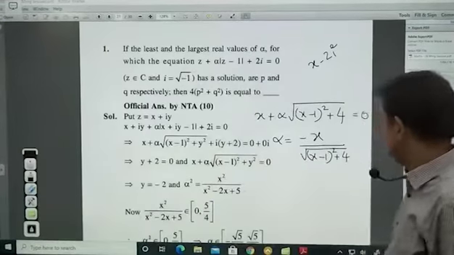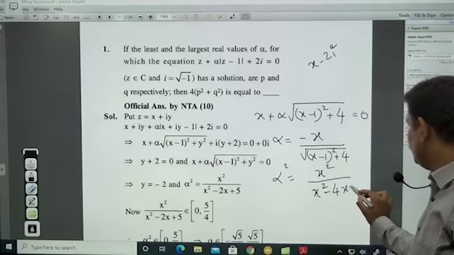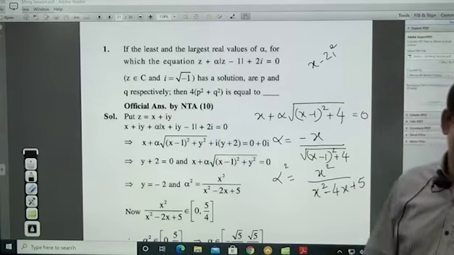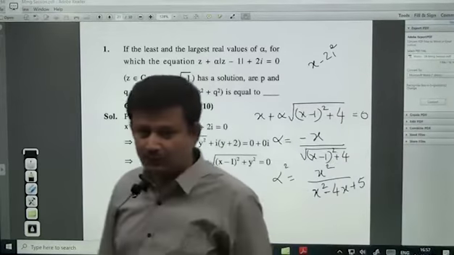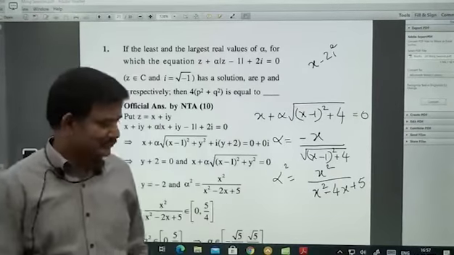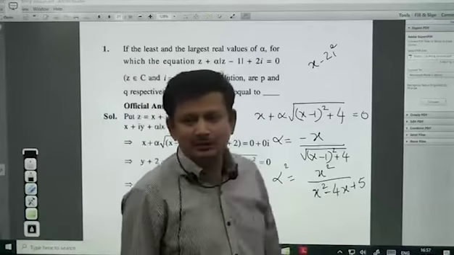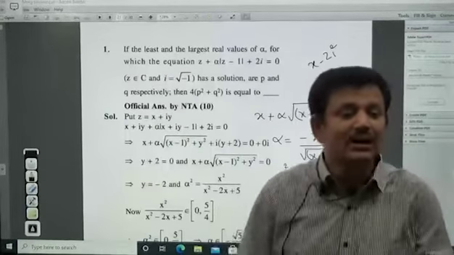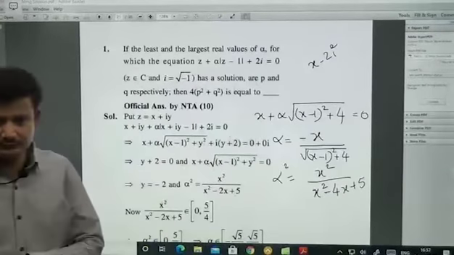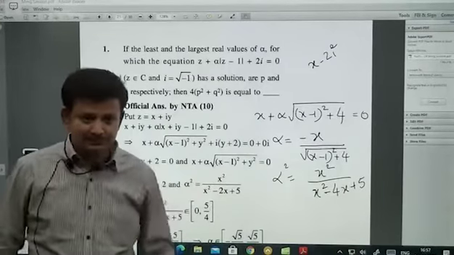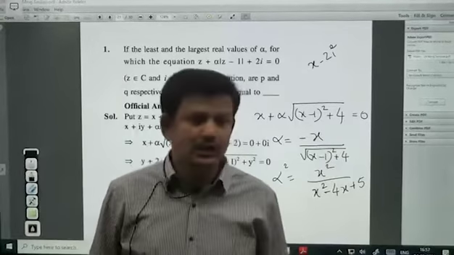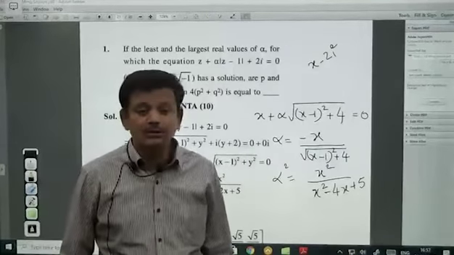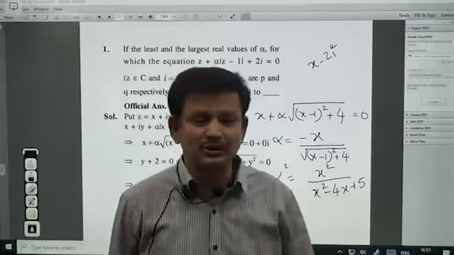What kind of a function is alpha square? x square by x square minus 4x plus 5. Now you have a quadratic by quadratic. Quadratic by quadratic, you can happily find the range. What to do? Cross multiply. You will get a quadratic in x. You should have a solution. So the discriminant should be greater than or equal to 0. That is one method of doing it.